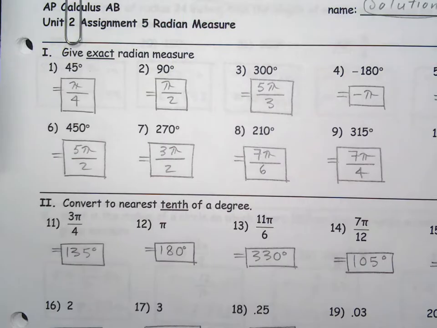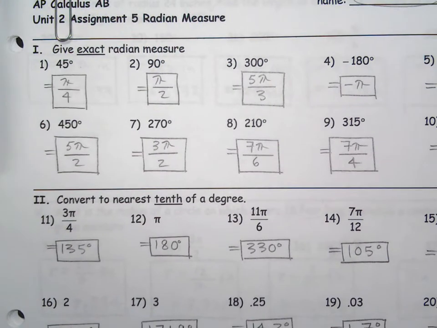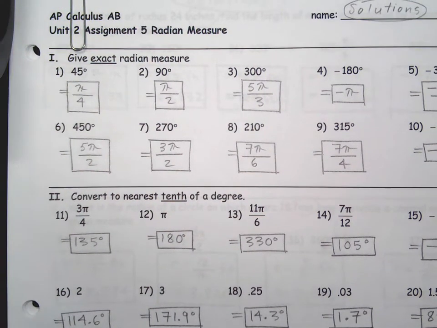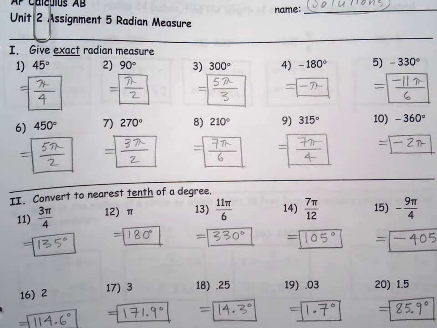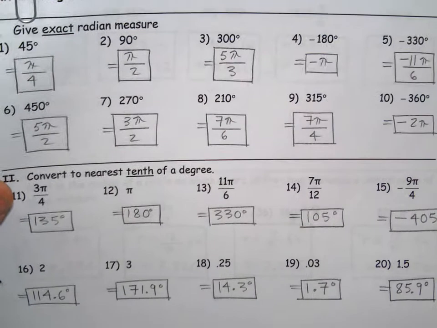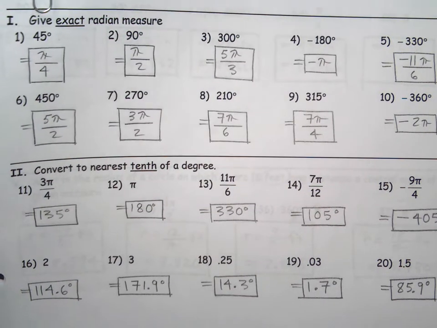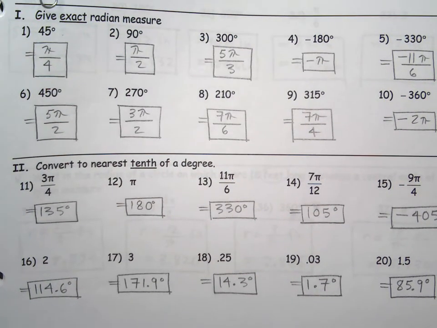Okay, so this is the office hours for assignment 5. You should have checked your answers already and try to fix them on your own, if at all possible. That's best case scenario. Here are all the answers. So we're just doing some conversions, and I guess we could use a calculator for some of these values.